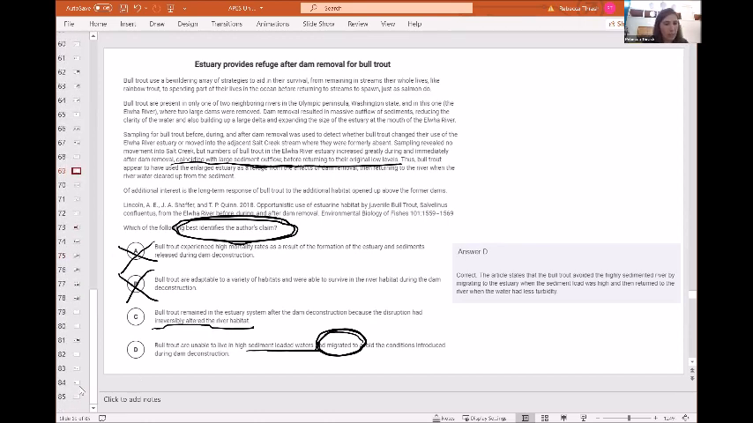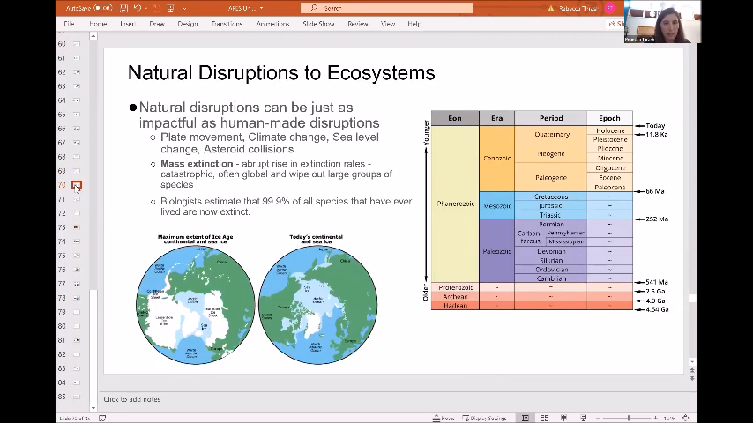All right, so we're kind of running out of time, so I'm going to get kind of rapid through this. Basically, natural disruptions are big changes to ecosystems that just happen because Earth's changed. We're talking about plate tectonics, climate change.